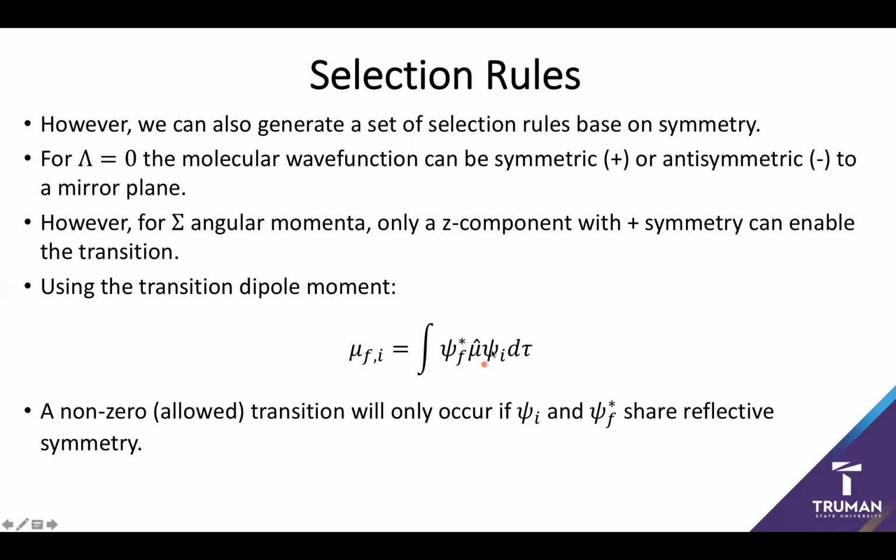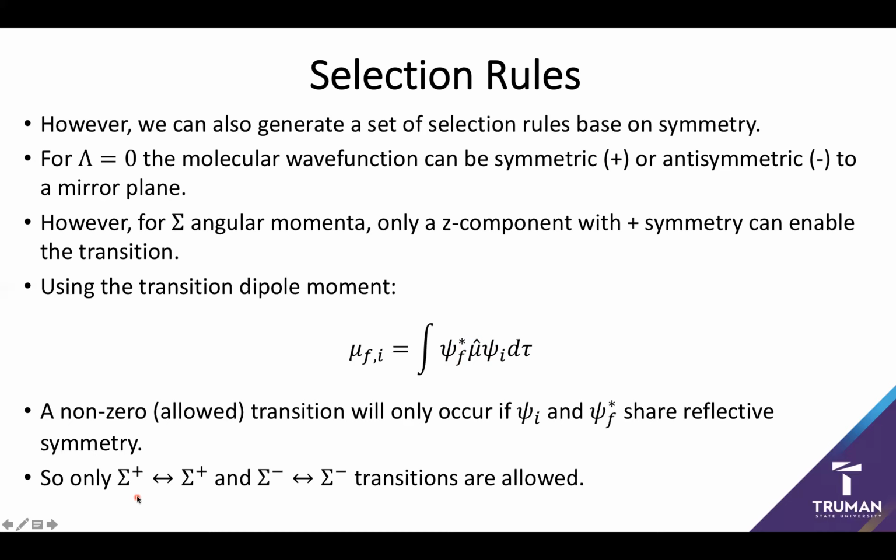So my transition dipole moment operator is going to have positive symmetry, which means that the only way for the total transition to be symmetric is if my initial and final wave functions share the same mirror plane symmetry. So if my initial wave function is symmetric, so does my final wave function. If my initial wave function is antisymmetric, my final wave function has to be antisymmetric.